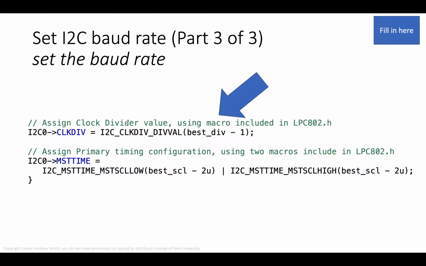Okay, and so what you end up having here is the assignment of the clock divider value. The clock divider is right here, and then you assign the timing configuration, and there are two macros which are like functions a little bit. They're defined inside of LPC802, and they are called here and there to ensure that the timing configuration is between two particular conditions.